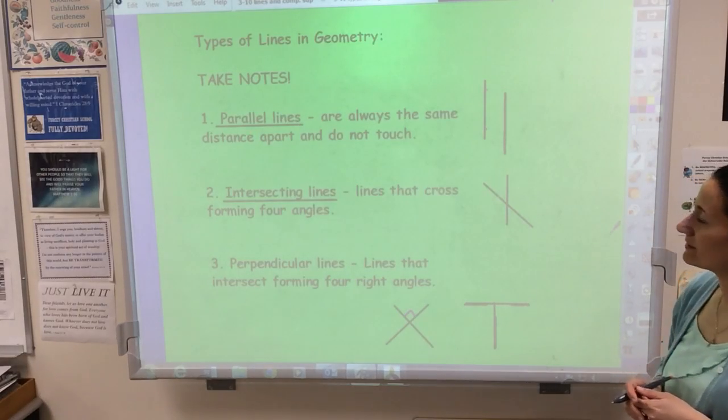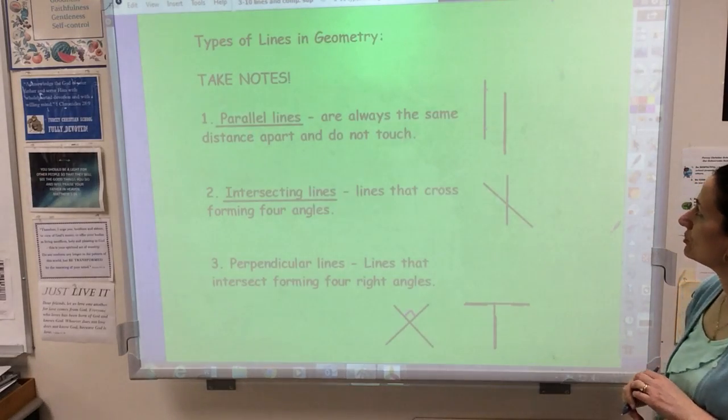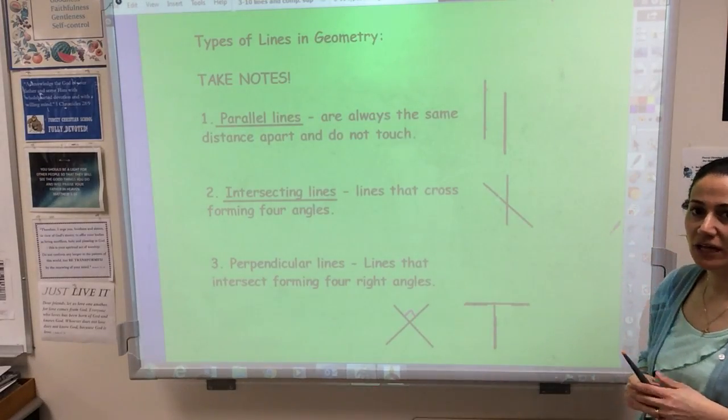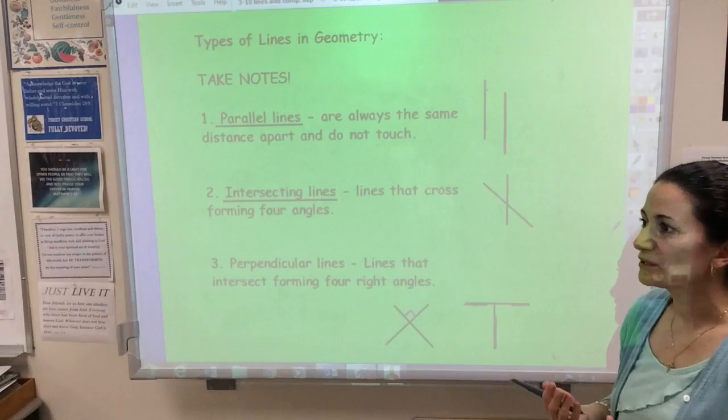Okay, our first vocabulary words here are parallel lines. Parallel lines are always the same distance apart. They do not touch. These are examples of parallel lines. In real life, railway tracks are always parallel.